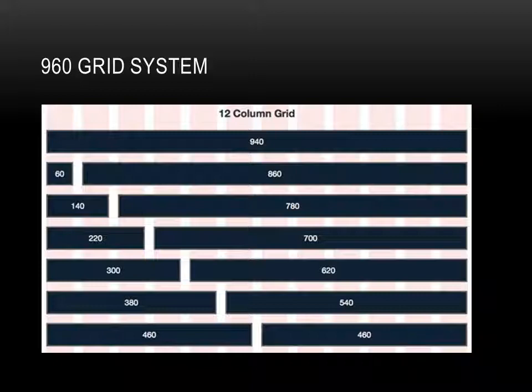Okay, the 960 system comes in multiple grids. We're going to use the 12-column grid today. And the reason it's called the 960 is because that's the number of pixels across it is. So, 10 pixels of white space there, 10 pixels of white space there. That comes to 20 pixels. That leaves us 940 pixels left. Now, if you look at this, I've got 60 pixels. If I go two columns wide, I got 140. Okay, so what's happening is each one of these, the white space is 20, and the column is 60.